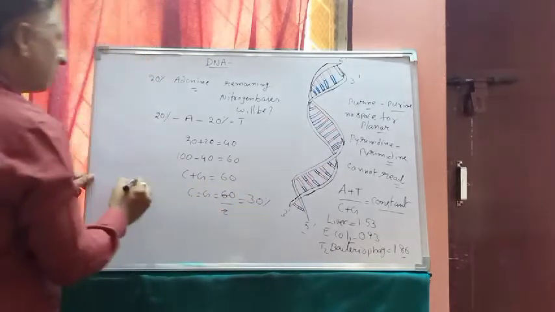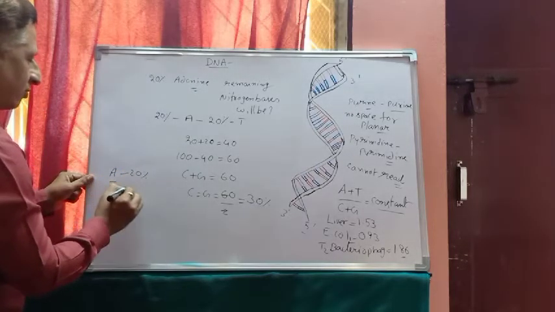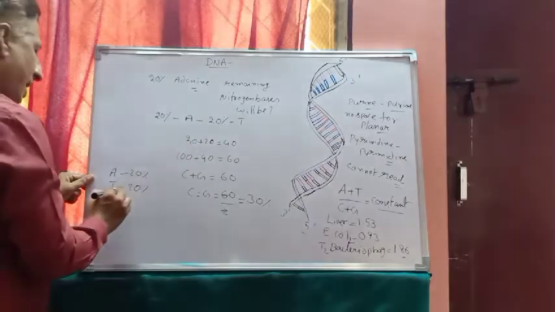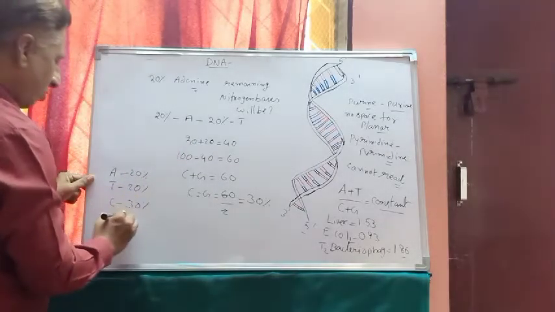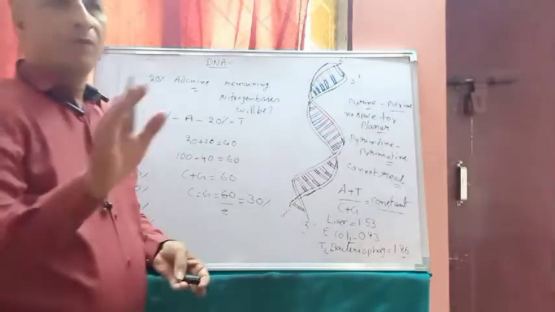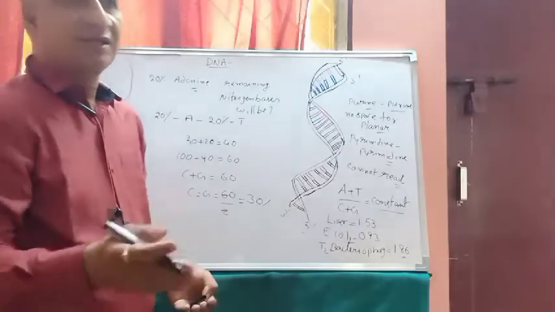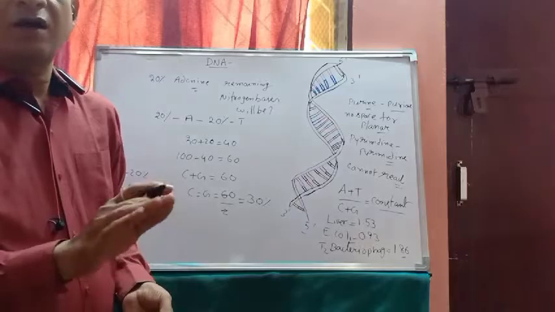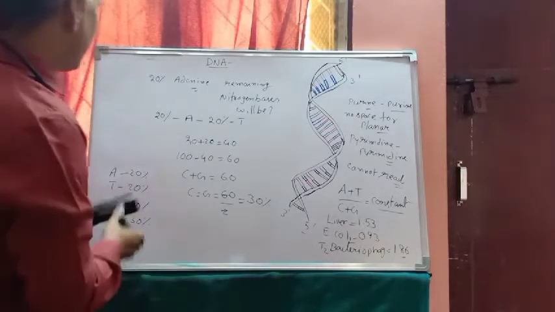So here, adenine was already given as 20%. Thymine we detected as 20% because of equimolar, and we got cytosine 30% and guanine 30%. Like this, we can predict the purine or pyrimidine opposite, and also the percentage we can calculate from these equimolar positions. Okay, that is one point.